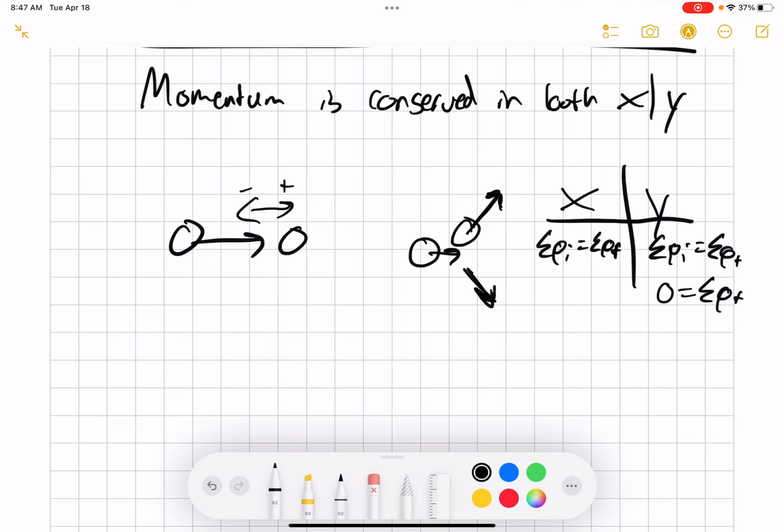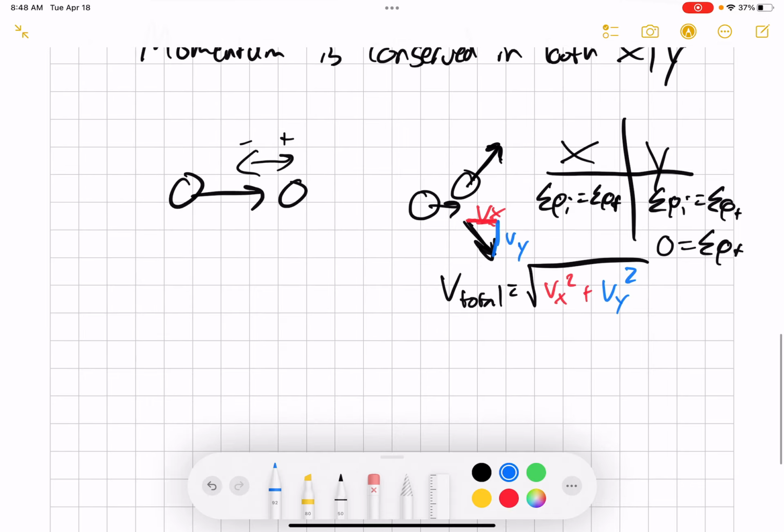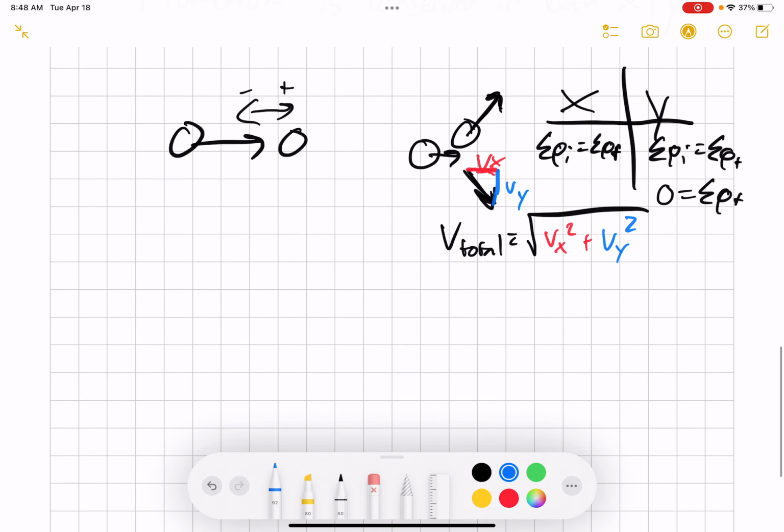And then once you found these velocities, you'd have a velocity here and a velocity here. And to find the sum, you'd use the Pythagorean theorem. Vy, Vx. So then you'd have V total equals root Vx squared plus Vy squared. Just the Pythagorean theorem, knowing how to find that hypotenuse. So not too tricky, but definitely a lot of algebra.